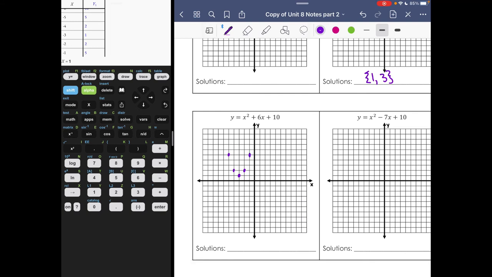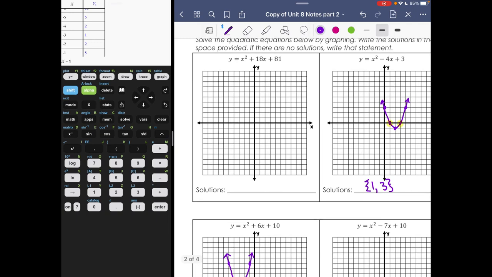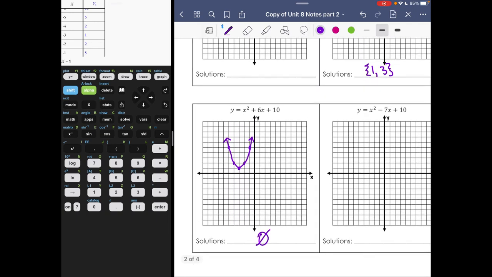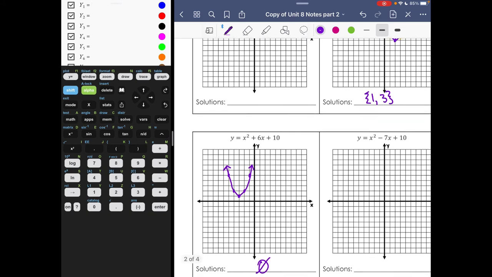Now, this one, I'm so glad I picked this one. This one doesn't cross the x-axis. So this one has no solution. No solution at all. I was hoping that there would be one with one solution. Let me just check them real quick, and if there is, I'll go ahead and do another one.